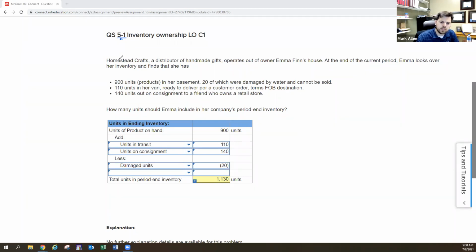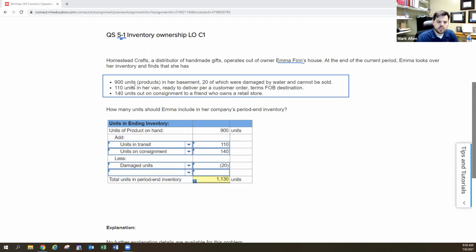So in this case, we see initially we have Homestead Crafts. They're a distributor of handmade gifts, and they operate out of their owner's house. At the end of the current period, she looks over her inventory and finds the following, right? So we need to essentially figure out, well, how do we handle these items? And specifically, why do we handle these items in the way that we do? So let's take them one at a time and we'll kind of walk through it.